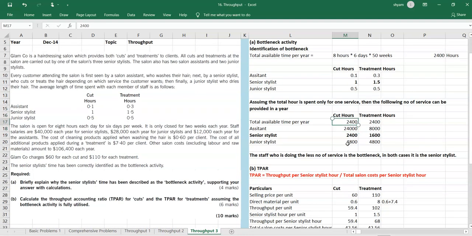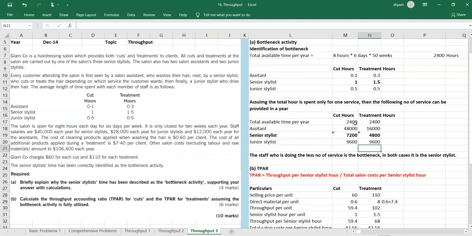In total hours, if you find out, see, we have found out for per employee. This is per employee, but we actually have not per employee. We have more employees, right? We have 2 assistants here. Here we have 3 senior stylists. Again here we have 3 seniors. So here we have 2, and here we have again 2 stylists.